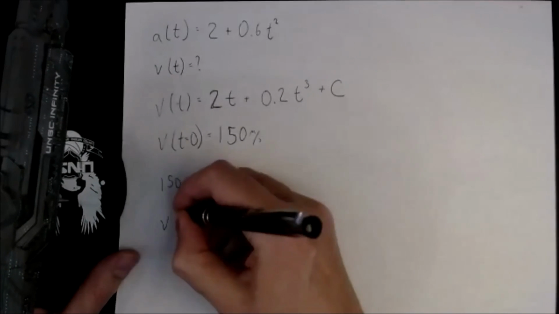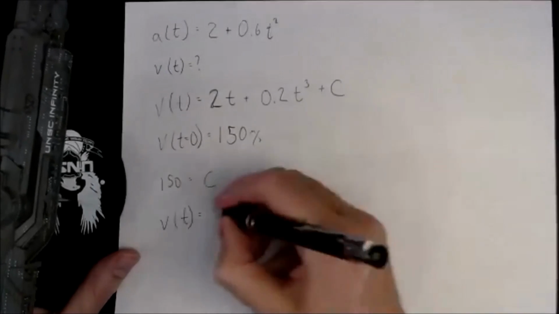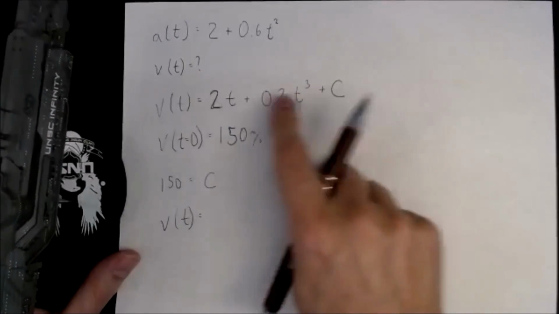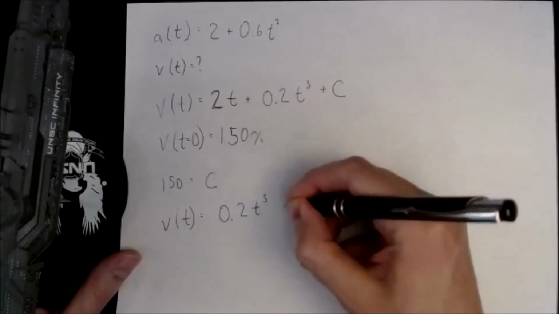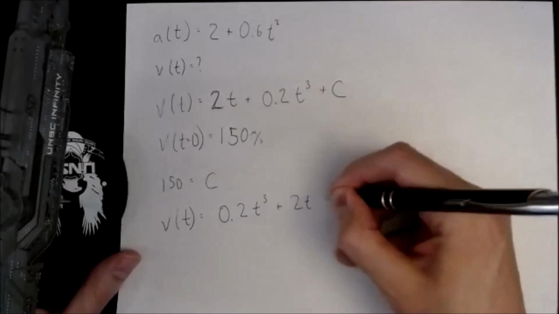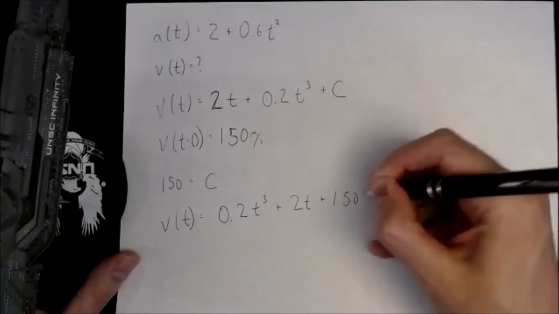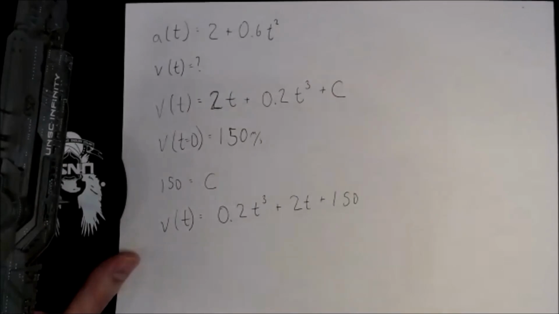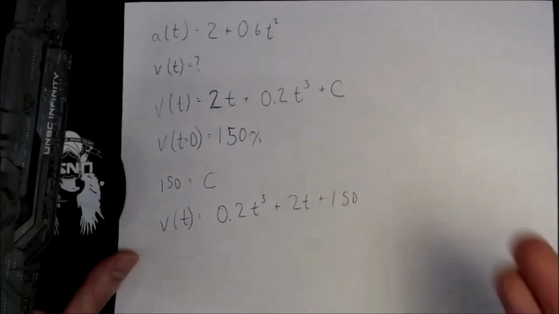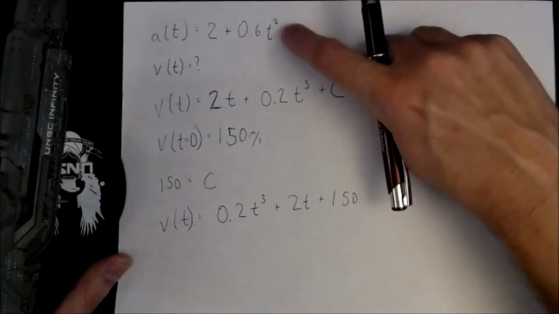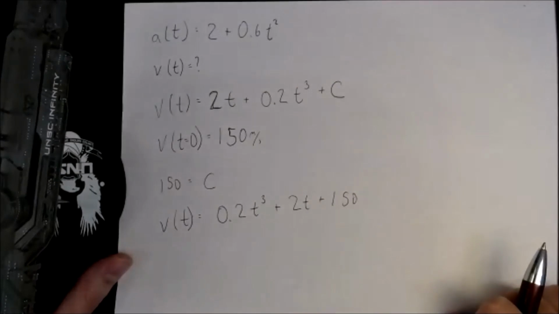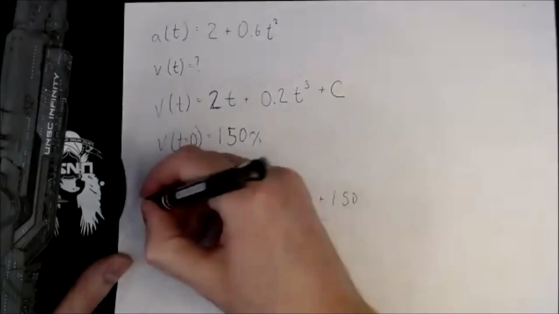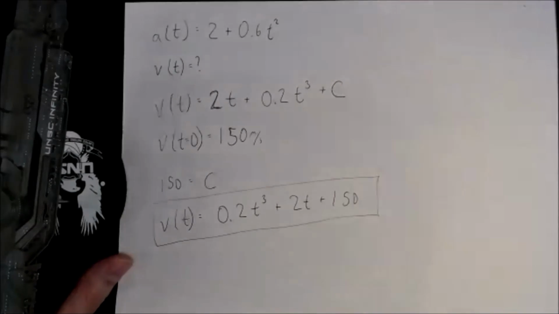Therefore, the velocity as a function of time is, I'm going to put this in the more traditional order, 0.2 t cubed plus 2t plus 150, all in meters per second. We just found the velocity function, just given this acceleration function and the initial conditions, what it is at t equal to 0. And we got it. Great, that's some calculus right there.